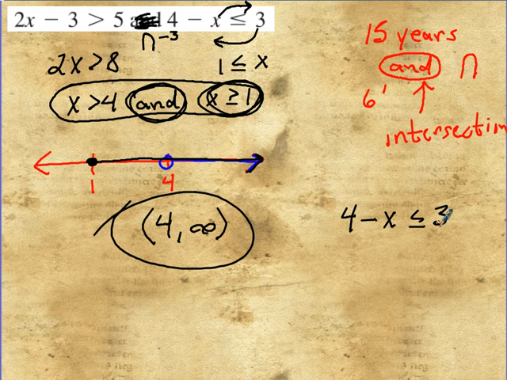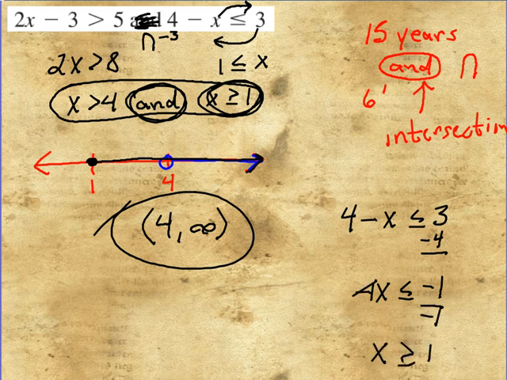Okay? Now let's solve it the other way. Subtract 4, and it gives you negative x is less than or equal to negative 1. If you solve it that way, you do have to divide by negative 1, and you would flip it. And you get x is greater than or equal to 1, which is the same answer I got. X is greater than or equal to 1. But the way I solved it, instead of dividing by negative, I took negative x to the right side, I took 3 to the left side.